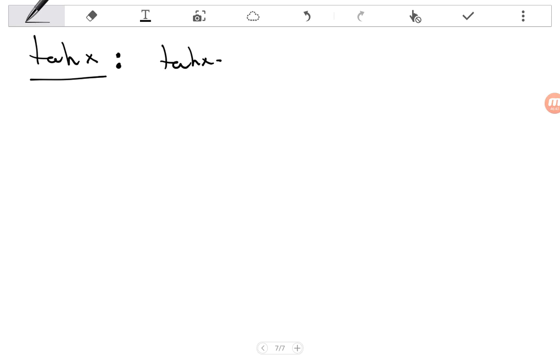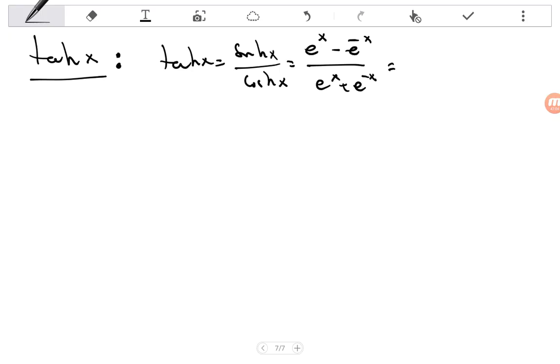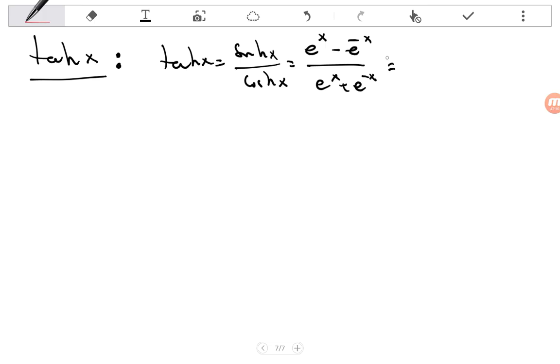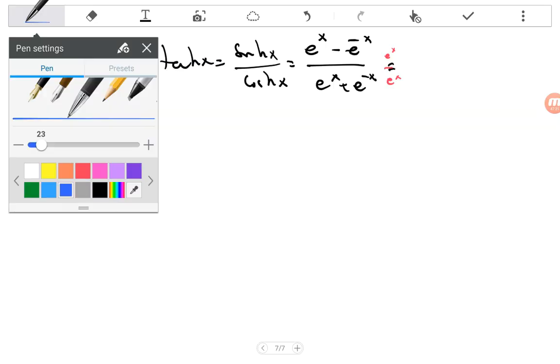Now tanh x, we have just learned that tanh x is just sinh x over cosh x, which, by using the main definition, we'll just substitute to be e power x minus e power negative x over e power x plus e power negative x. Now I may find another equivalent formula if I multiply the numerator and denominator by e power x, so I will obtain that new formula.